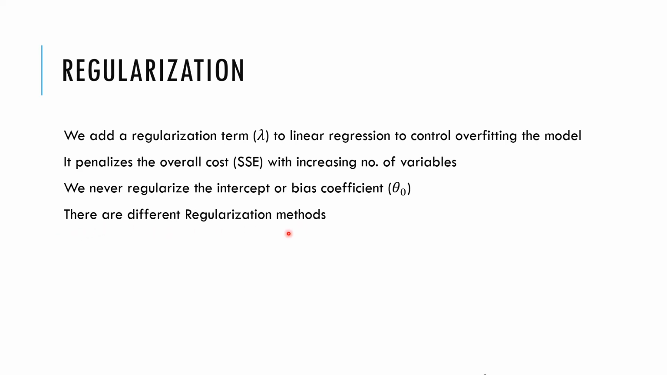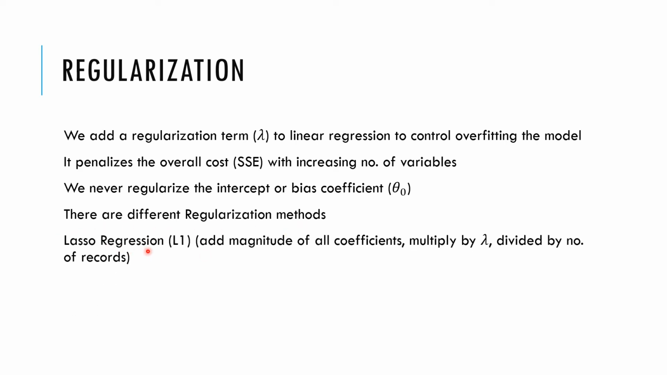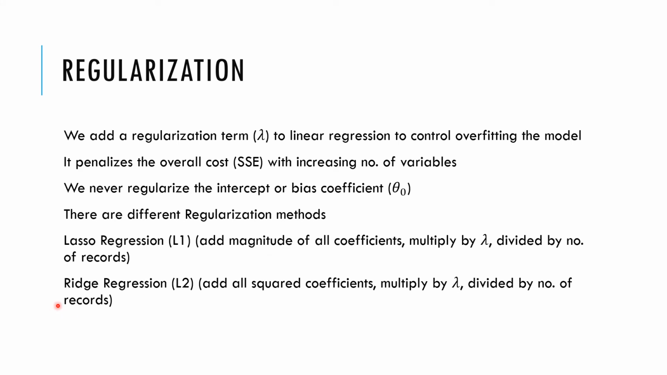So there are different regulation methods. One is lasso regression. It's also called L1. What it does is it takes the absolute value of each coefficient and adds them up and then multiplies by this lambda regulation term and divides by the total number of records. We'll see the example later. Ridge regression is called L2 regularization. Basically, instead of taking the absolute value of the coefficient, it squares them, because some coefficients may have negative values, some may have positive, so they will all cancel out. That's why we either take absolute or we square them. And then we add them here, multiply by lambda, divide by the number of records. So this is L2.